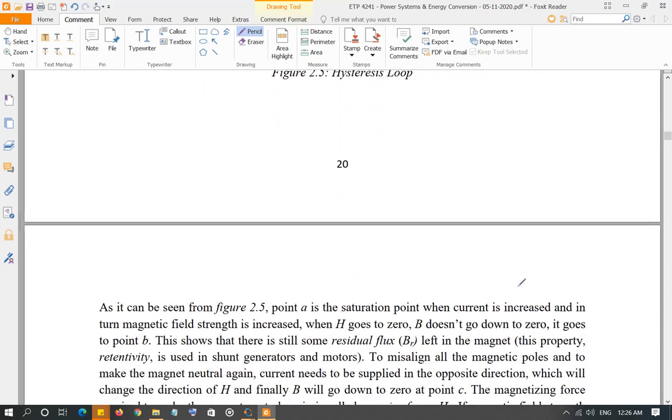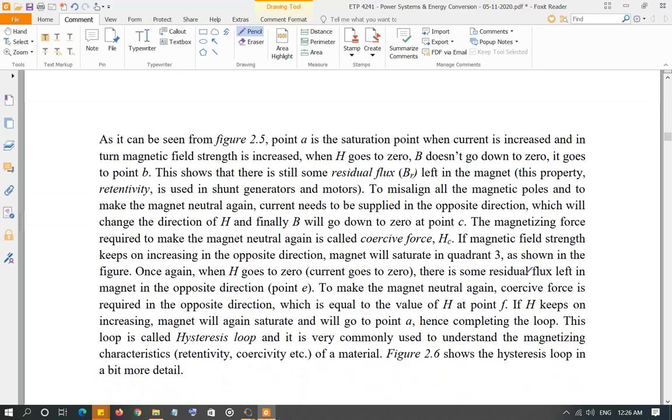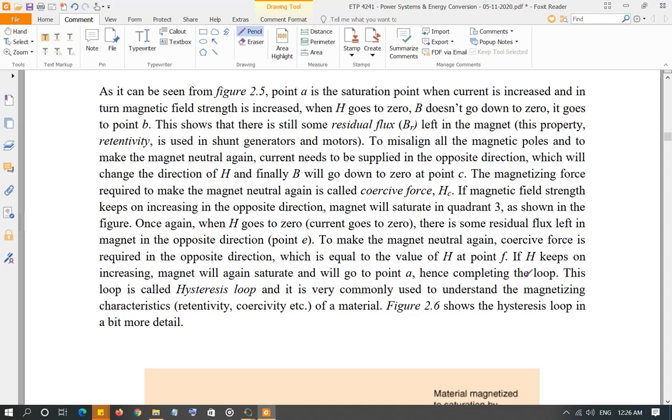Now, again, all of this you can read. Hysteresis happens in every machine, because every machine has iron in which you have the current or flux. Current keeps changing its direction, especially if it's an alternating current. So hysteresis happens in every machine. What is the result of hysteresis?